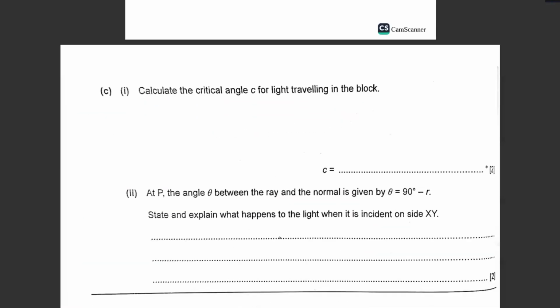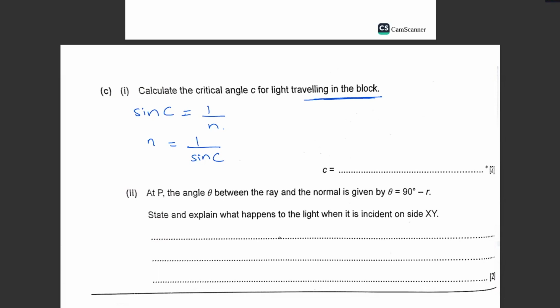Let's see this. Calculate the critical angle for light traveling in the block. We have to calculate the critical angle. What have we studied? Sine of critical angle is equal to 1 over n. Or at least we have studied this formula. Refractive index is 1 over sine of critical angle. We can apply any one of these formulas. They are one and the same thing.